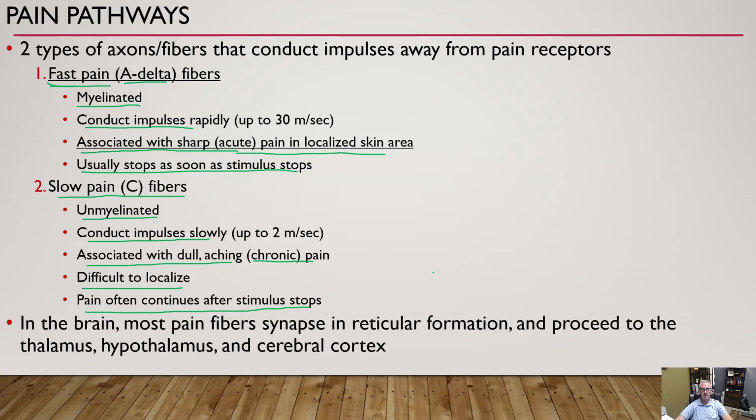Now with our pain pathways, remember that those pain pathways go up the lateral spinothalamic tract, up through the reticular formation, and then go through the thalamus, and then into the hypothalamus and cerebral cortex.